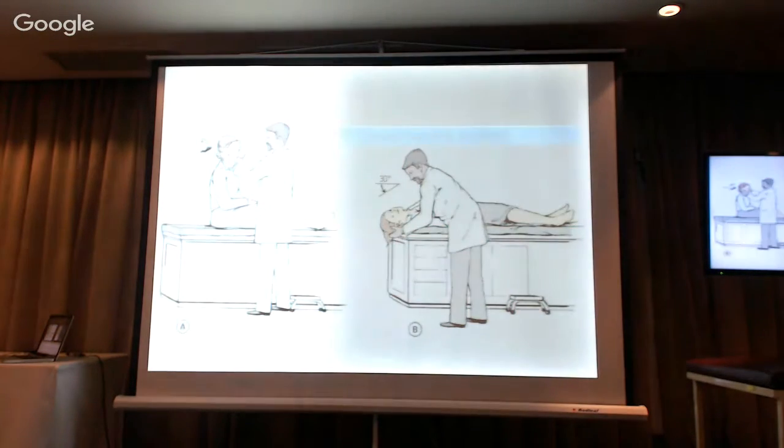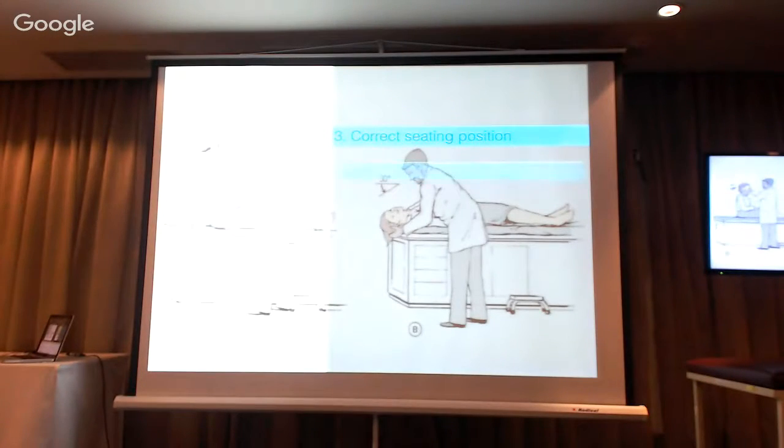Next 2 steps now: correct seating position and head turn of 45 degrees. Now, you can see in this diagram that the head is turned 45 degrees and you have to see the position in a correct position. What is the correct seated position?